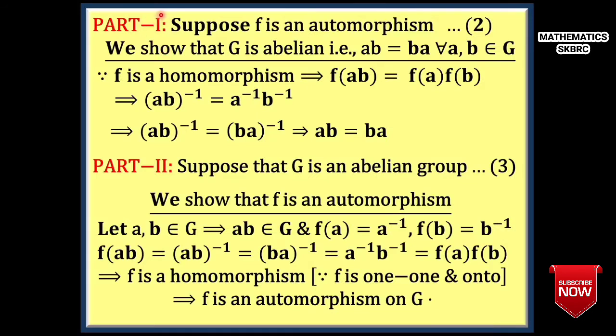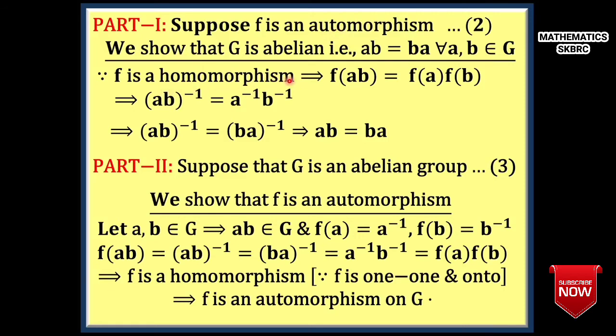Now we prove that f is an automorphism if and only if G is an abelian group. Part 1. Suppose f is an automorphism on G, we show that G is an abelian group. That is, AB is equal to BA for all A, B belongs to G. Since f is an automorphism, by definition of automorphism, f is 1-1, f is onto, and f is a homomorphism.